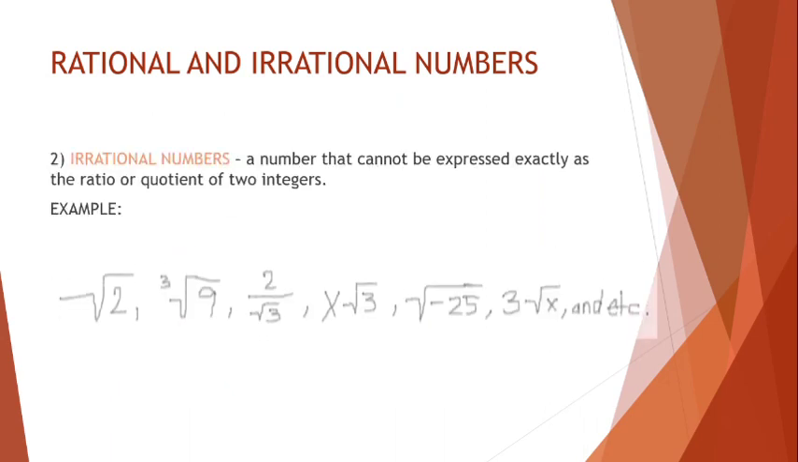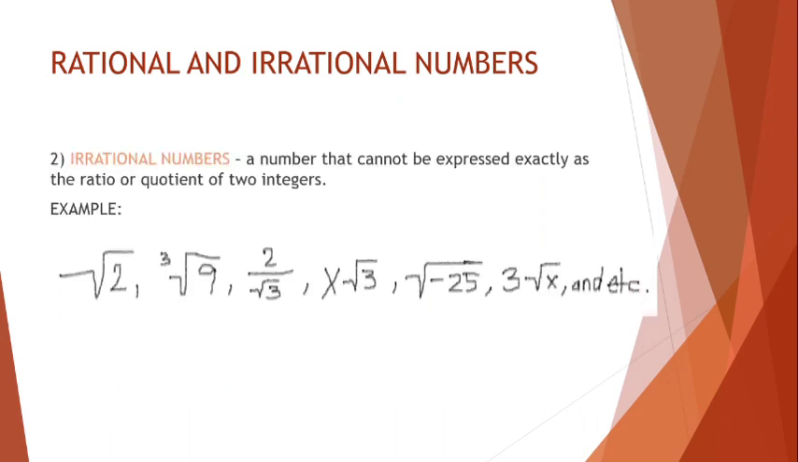Next, irrational. So, the number cannot be expressed exactly as the ratio or quotient of two integers. Kapag sisimplify nyo a fraction, decimal na. Kapag naman ganito, yung cube root of 9, so they cannot be simplified. At ito rin, the radical sign is supposed to be in the numerator, not in the denominator. Ito rin, hindi rin siya rational.